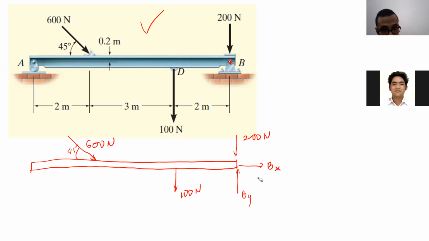Okay. So basically, this is how we are supposed to replace the constraint with the reaction forces. Try to take a look at that constraint. What kind of restriction does that constraint make? For example, at point B, it's a pin joint. The pin joint will give you horizontal movement restriction and vertical movement restriction as well. Because of that, you can replace the pin at point B with these two forces.